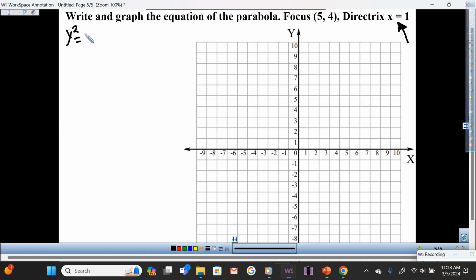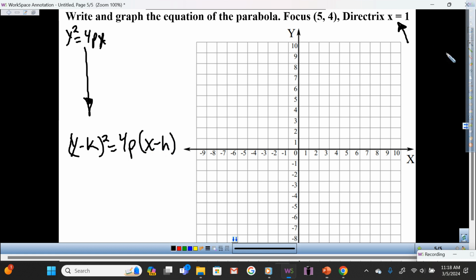Y squared equals 4px. That is correct. However, if we look at the focus, can we use this equation, everyone? No, because the vertex doesn't have a 0. So I need to rewrite this one. And now we have a new equation. What's our new equation? Y minus k squared equals 4p times x minus h. That is correct. So that means we don't need this anymore.